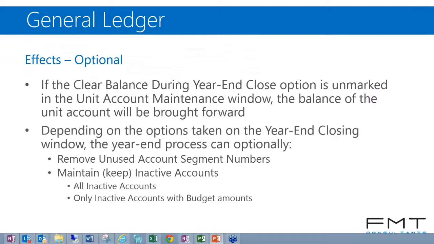The optional effects of running the GL year-end close is if the clear balance during year-end close option is unmarked in the unit account maintenance window, the balance of the unit account will be brought forward. This option is new. This option didn't exist in the older versions of GP. And depending upon the options taken on the year-end close window, the year-end process can optionally remove unused account segments, maintain or keep inactive accounts. And then you have the option within that for it to be all inactive accounts or only inactive accounts with budget amounts.